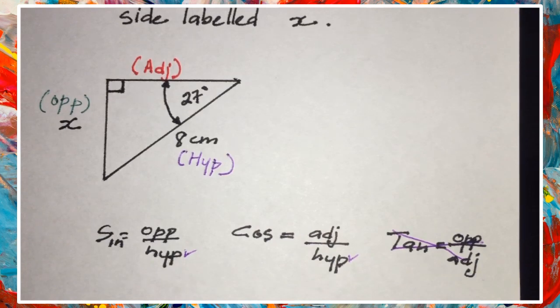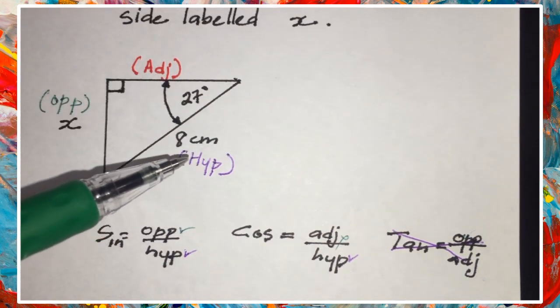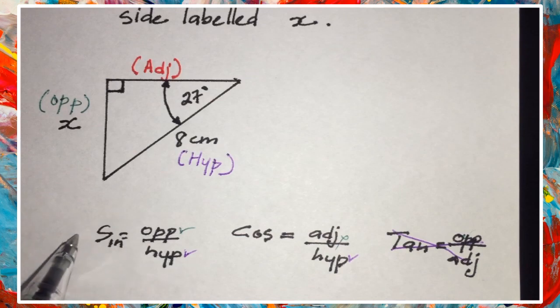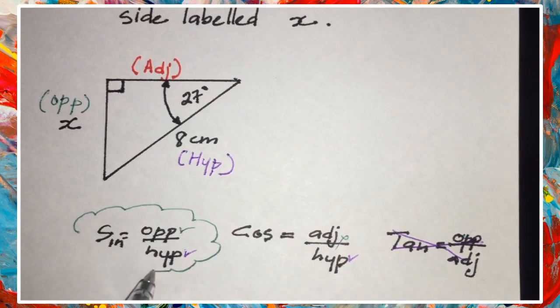We are trying to find the opposite, right? So the ratio we're going to use must have the opposite in there. This one has the opposite, this one has the opposite. And we're done, so we're never going to use tan. So which ratio has both the opposite, which is what we're looking for, and the hypotenuse, which was what was given? It's sine. So we're going to be using the sine ratio.